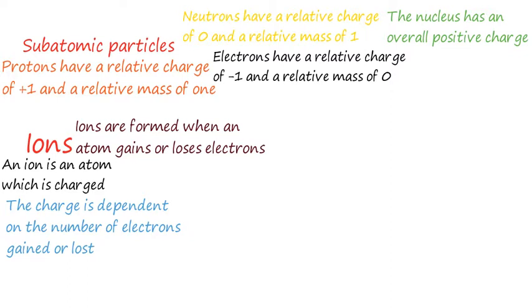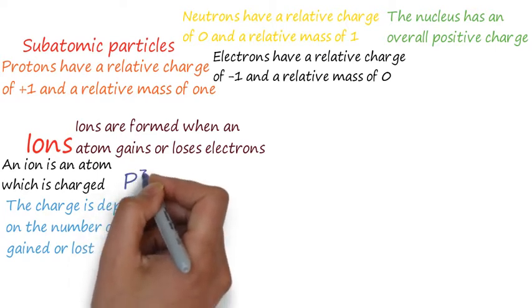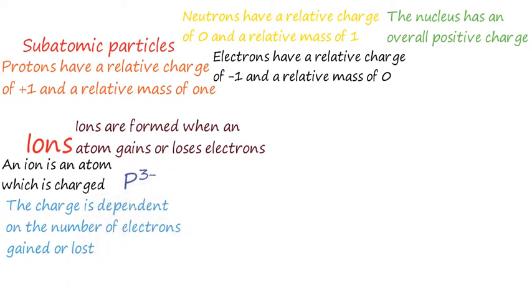When we talk about charges, the number always comes in front of the sign. If an atom gains 1 electron, the ion has a charge of 1-. The rule continues for gaining or losing 2 or more electrons. When representing ions, we use the chemical symbol for the element and show the charge. For example, the 3- ion of phosphorus is represented by P3-.